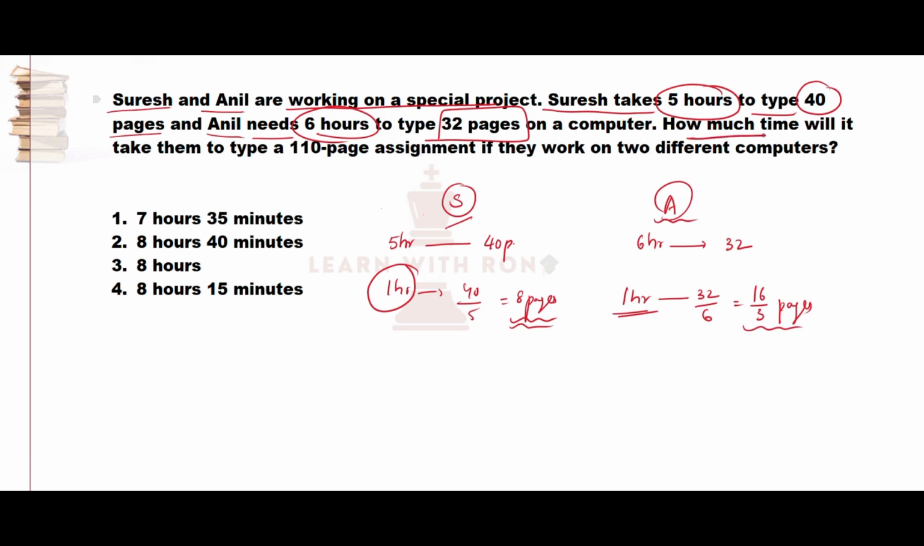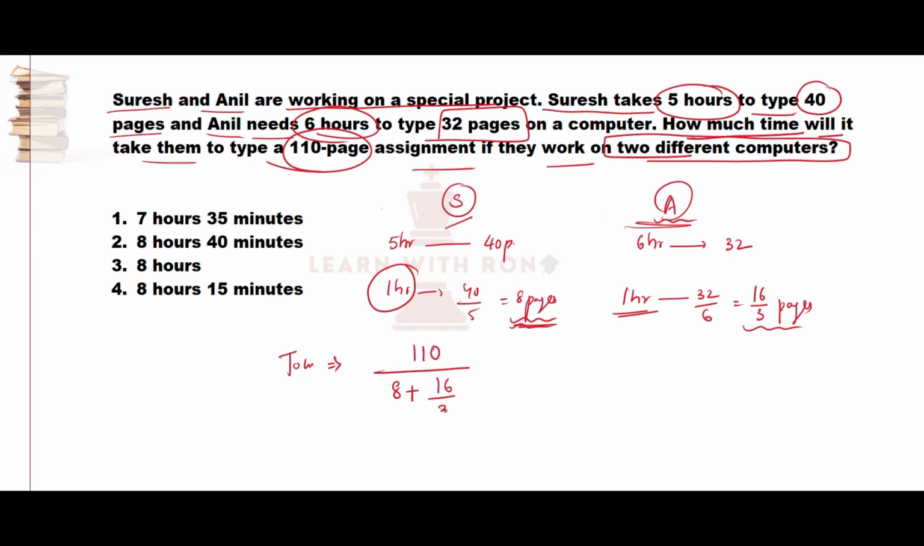They asked us to find how much time it will take to type a 110 page assignment if they work on 2 different computers. Okay, see total work equals how much here? 110 divided by the efficiency of Suresh, which is 8, plus the efficiency of Anil, 16 by 3. So see here, 110 divided by (3 times 8 is 24, 24 plus 16, 40) by 3, we get 110 times 3 by 40, cancel, 33 by 4 hours.